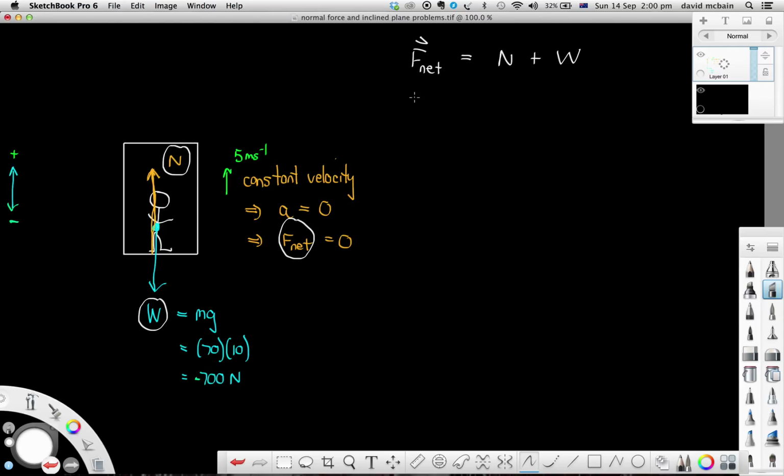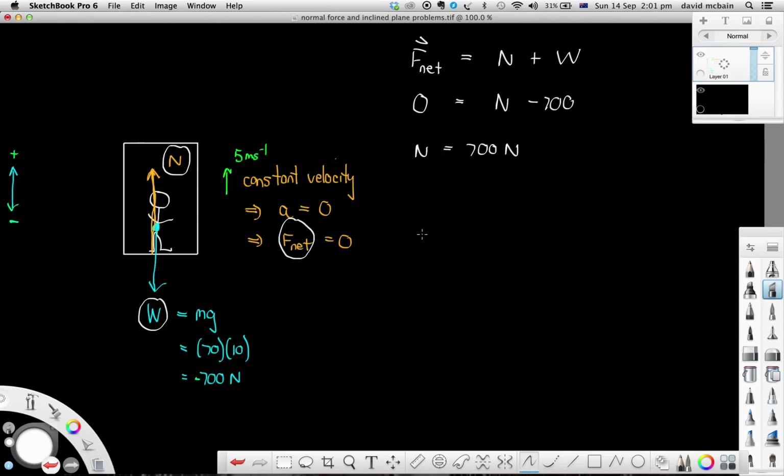So that means that if we substitute our values in now, the net force, which is 0, so 0 equals the normal force, which is what we're trying to find, plus the weight force, so that's going to be negative 700. So the weight force is negative 700. And therefore, if I move the negative 700 to the other side of the equation, the normal equals 700 newtons. So we've now found a net force was 0 and the normal force is 700.